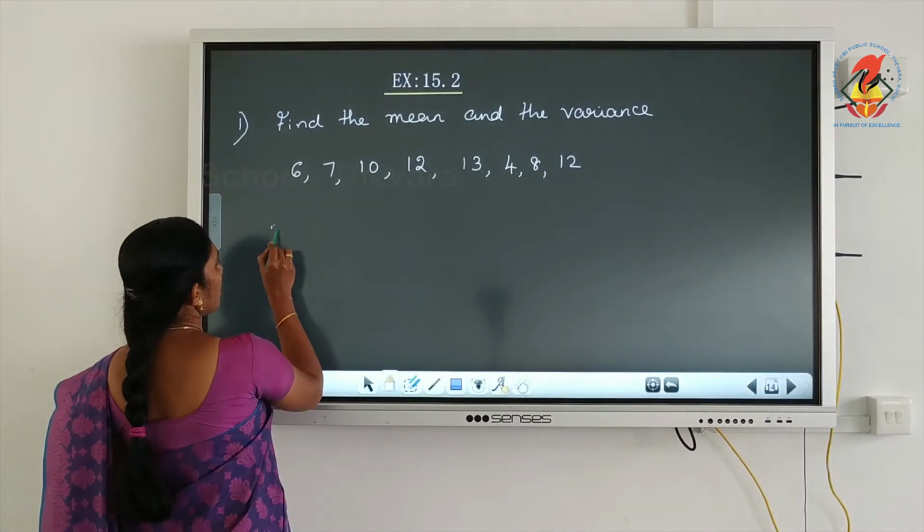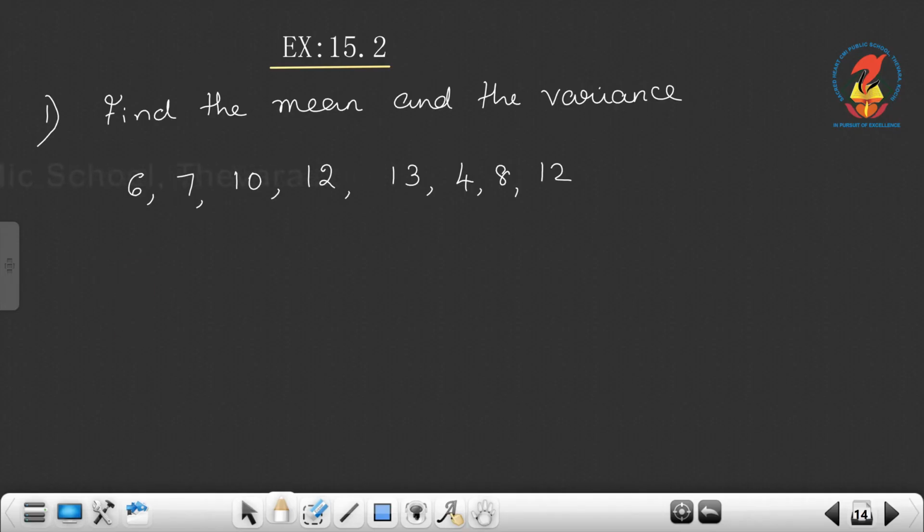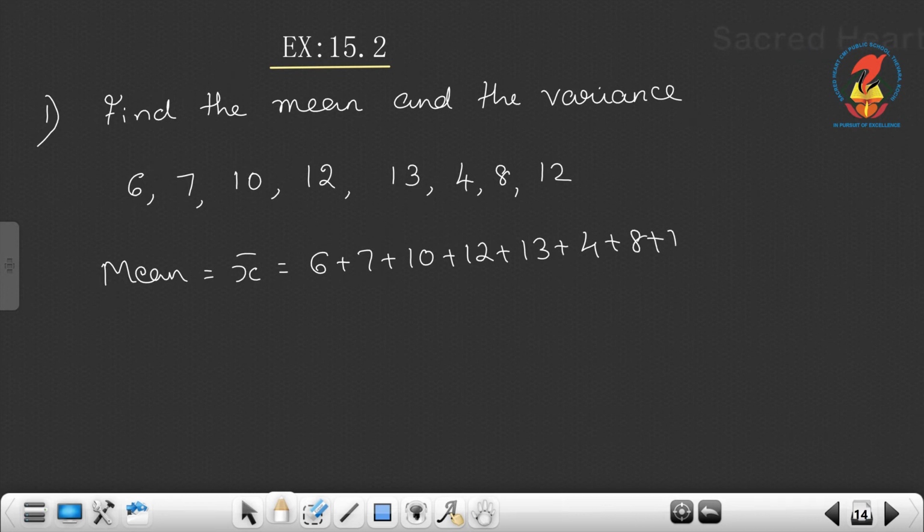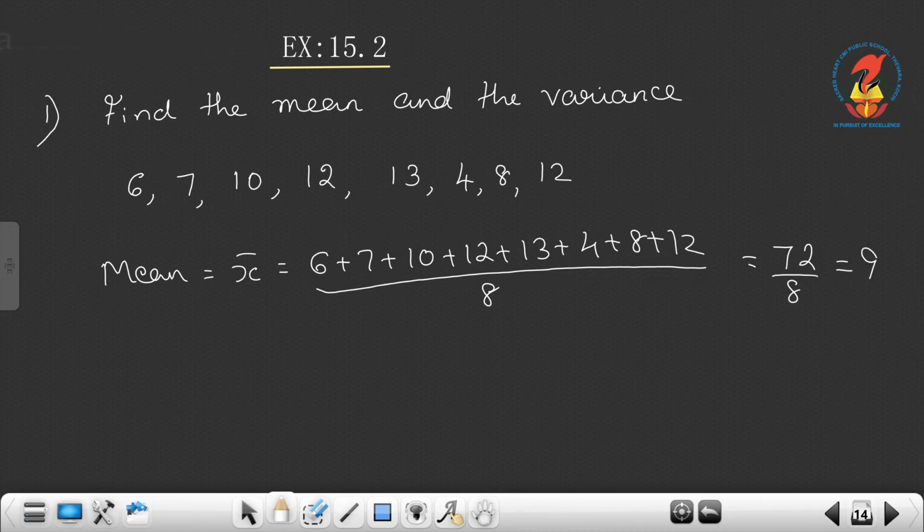So mean x bar. How to find mean x bar? Mean x bar is equal to sum of the observations by the number of observations. What is the total number? 8. Okay. What is the total? 6 plus 7, 13. 13 plus 10, 23. 35, 48, 60, 68 plus 4 is 72. 72 by 8, that's equal to 9. Okay, so mean is equal to 9.